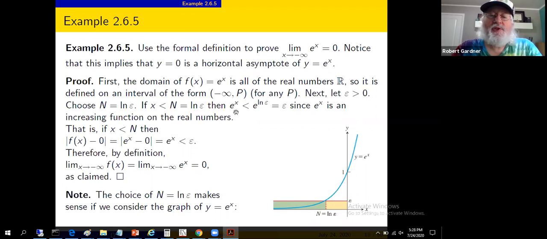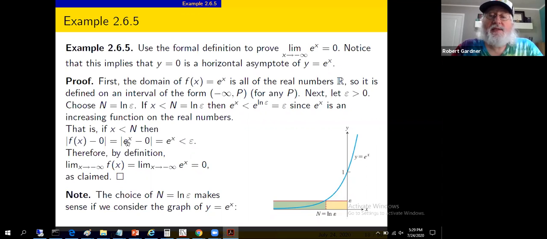So that gives us a relationship. If x is less than n, then e to the x is less than epsilon. Of course, I want to make it look like an f of x minus L type thing. e to the x is the same as the absolute value of e to the x minus 0, isn't it? The minus 0 doesn't do anything, and exponentials are never negative. So I can insert absolute values if I like. Look at the graph. It's actually always positive.